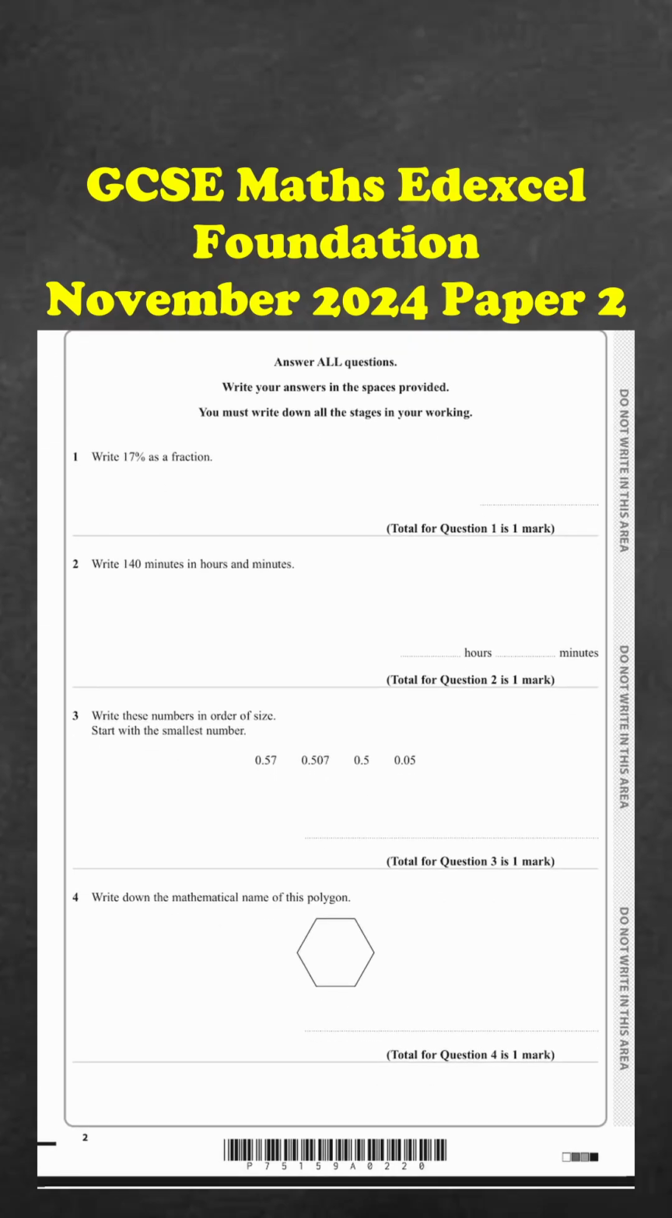Question number 1. Write 17% as a fraction. That will simply just be 17 out of 100. Question number 2. Write 140 minutes in hours and minutes.